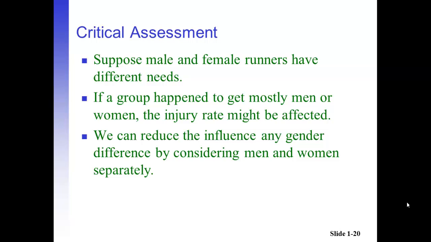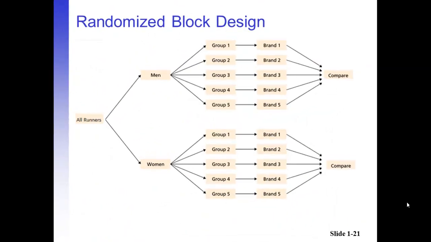We're going to describe then a block design for this experiment. What we could do is first of all take our subjects and divide them into two blocks, the male and the female runners. Let's suppose, for the sake of convenience, that we have 20 male and 20 female runners available. Then, of the 20 men, we could divide them randomly into 5 groups of 4 runners each. Each of the 5 groups would again be randomly assigned a particular brand of shoe, and then the rate of injuries for the season could be compared between these groups.